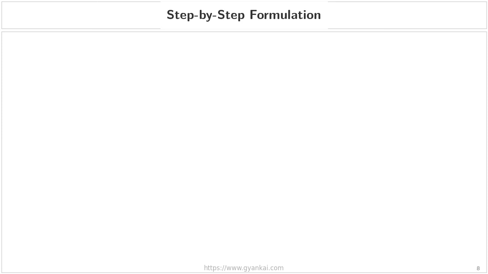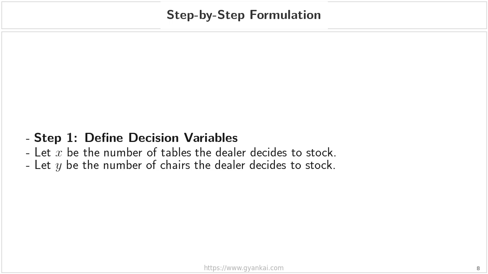Step-by-step formulation. Now that we have reviewed the scenario of our furniture dealer, let's apply the 4-step process we just learned to build our mathematical model from scratch. Starting with step 1, we need to define our decision variables. Remember, these are the unknown quantities that the dealer can actually control. In this specific case, the dealer needs to decide how many items to purchase for his shop. So, we will let X represent the number of tables the dealer decides to stock, and let Y represent the number of chairs the dealer decides to stock.